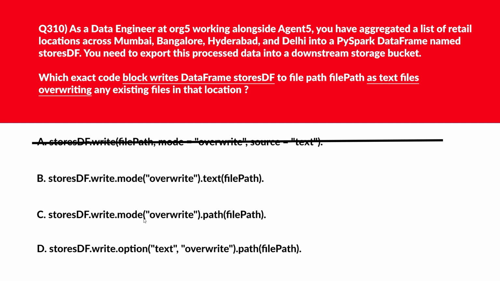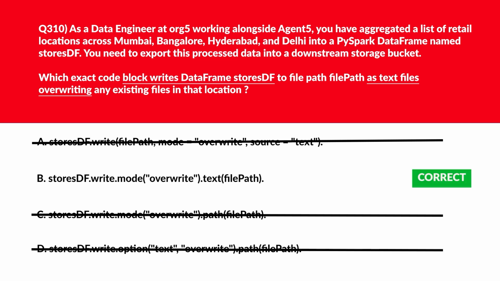Option C, invoking the generic path function without defining an output format leaves the execution engine unable to guarantee the output saves as text. Wrong answer. Option D, supplying the format and save behavior as string arguments into the generic option method creates an invalid configuration sequence that fails to execute. We'll delete it. Option B is the right answer.